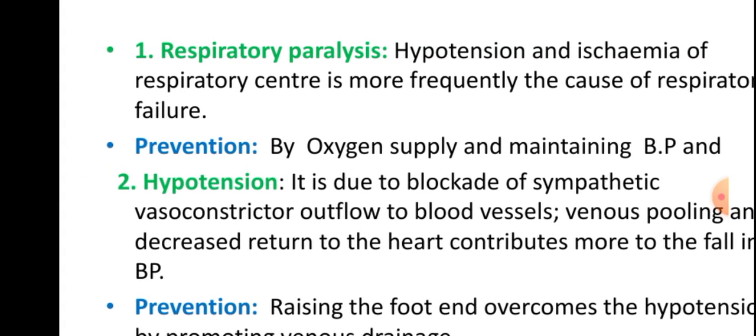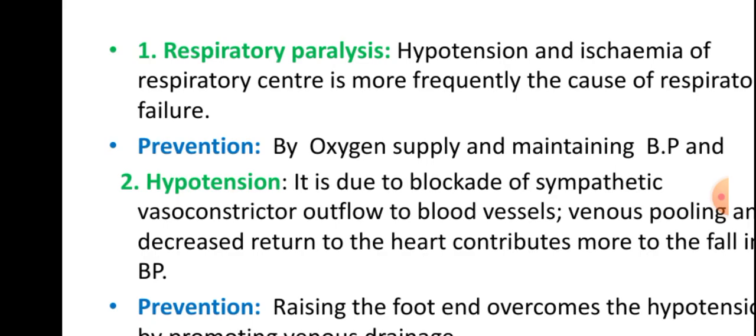Those are the preventive measures: giving more oxygen supply and also maintaining the BP by giving IV fluids so that it maintains the blood pressure, and avoiding the taking of antihypertensives before going to the surgeries, that is also important.